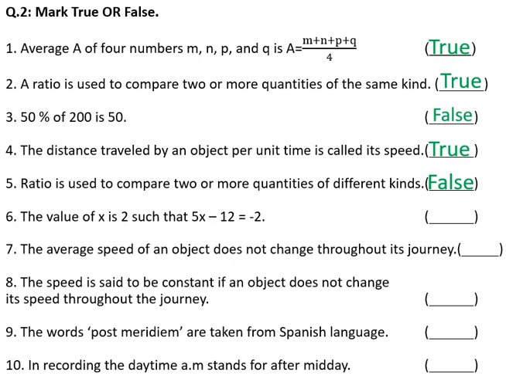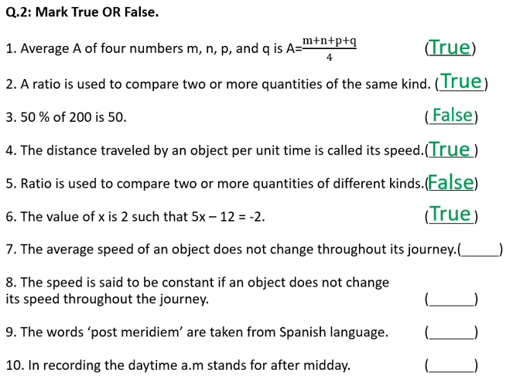Number 6: the value of x is 2 such that 5 times x minus 12 is equal to minus 2. Here we have to check if we put the value 2 in place of x, can we verify this statement? For example, we put the value 2 in place of x. So x is in multiplication with 5, so 5 times 2 is 10, minus 12. 10 plus minus 12 will become minus 2. So the statement becomes true, that minus 2 is equal to minus 2. That means the value of x is 2. So this statement will become true.